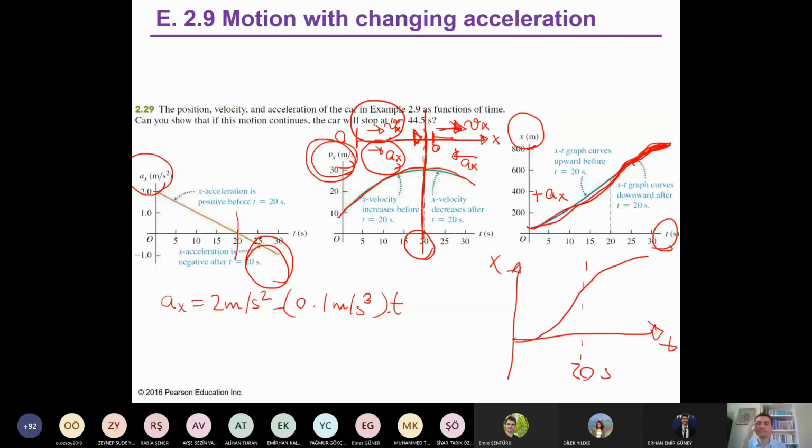So remember the last lecture, in xt graphs, let me choose the laser pointer. In xt graphs, if you have an upward curve, then it means that acceleration is positive. If you have a downward curve, then it means that the acceleration is negative. So even from the xt curve, you can understand that here we have negative acceleration. Here we have a positive acceleration. Any question here? If you have any question, I can repeat that part.